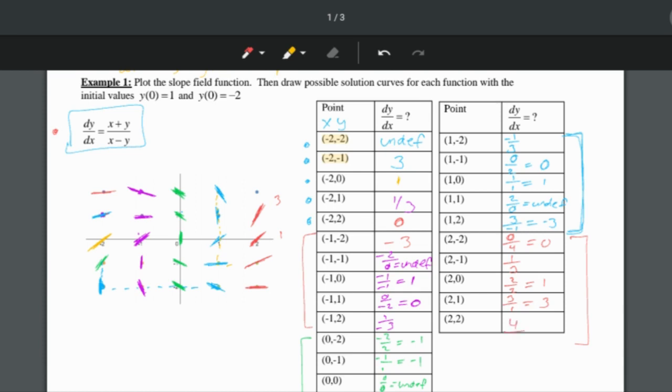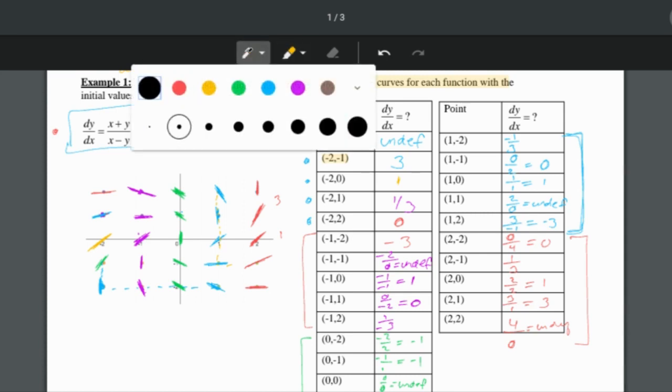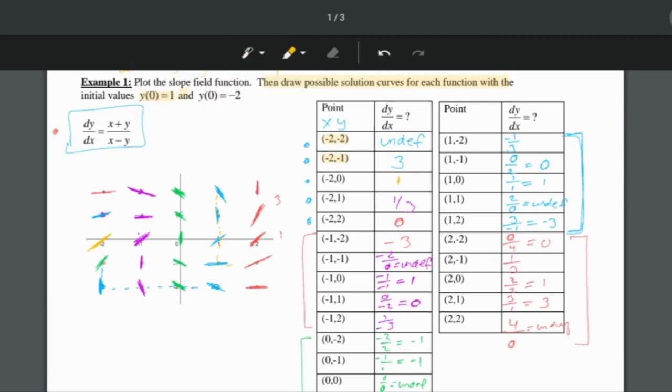All right, add the numerators. If you subtract 2 minus 2, you get 0. For this one, you get an undefined, and of course, undefined is vertical. So that is your slope field. Next step they wanted us to do: draw a possible solution curve for each function, with the initial values. The first one is y of 0 equals 1. I'm going to do this in black, and try to make it a little bit thicker so you can see it. But y of 0 equals 1 is just that point, 0, 1, and that's really thick.